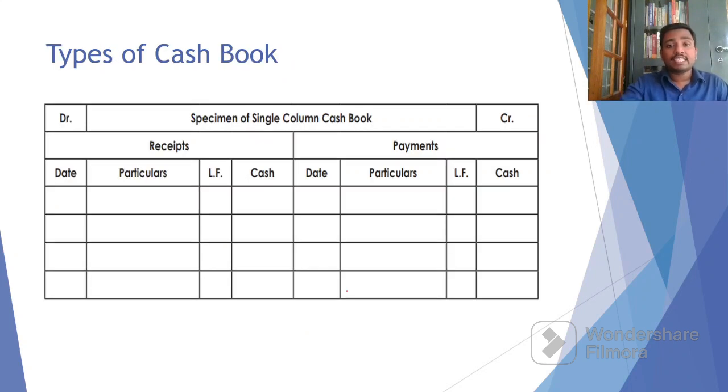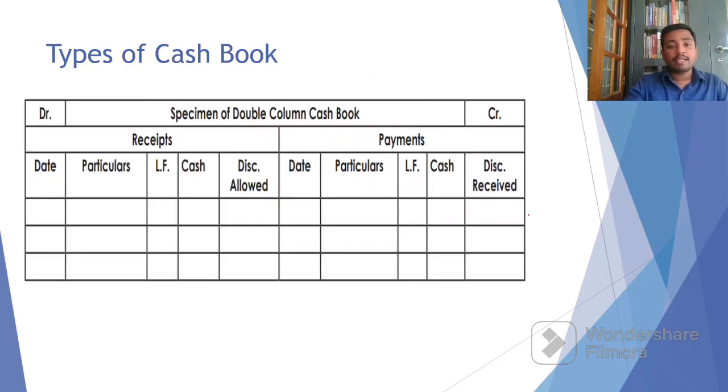There are three types of cash book: single column, double column and triple column cash book. The cash book is given its name on the basis of the number of amount columns. If there is only one amount column, only to record the cash values, where we record cash receipts on one side and cash payments on the other, such a book is known as a single column cash book.